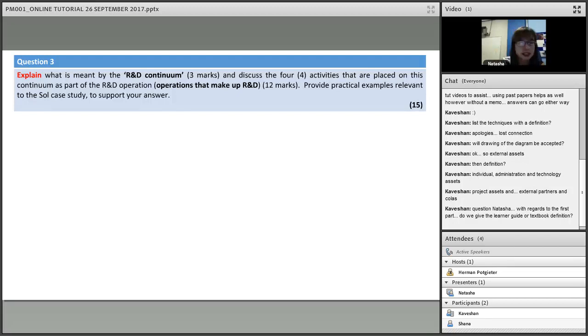Textbook, always, always. Remember, Kavesh, the learner guide is there to guide you. The actual question papers get set from the prescribed book. Notice that. The learner guide is there to guide you through the material, but the questions get set from the prescribed book. So when you have to give a definition, give it.